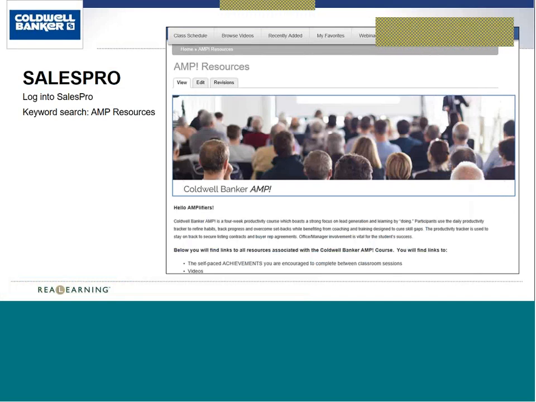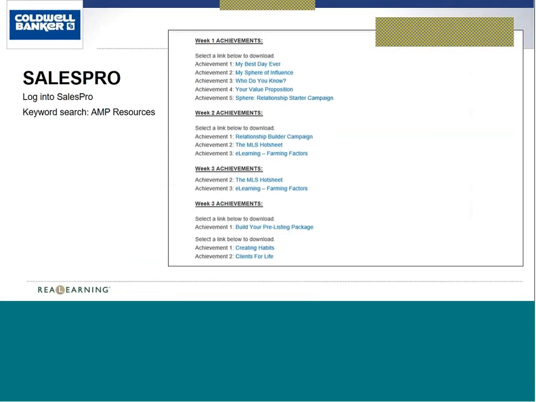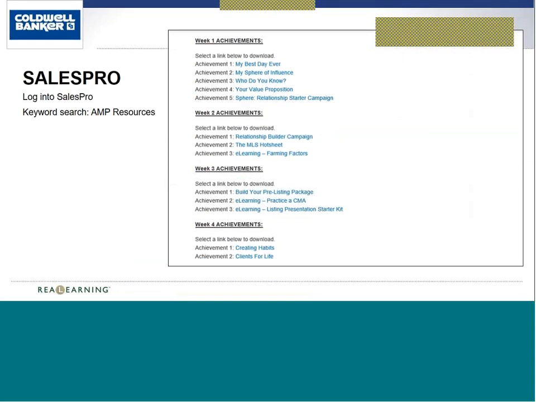The next thing is Sales Pro. The Sales Pro portal has an entire page built just for your students. When you log into Sales Pro, there's also a search bar. You can just search AMP, or you can search AMP resources. You'll get a list of links. And when you click on the AMP resources, you're going to see this page that I have a screenshot for you. When you scroll down through this page, it has all 4 weeks of the achievements on it.